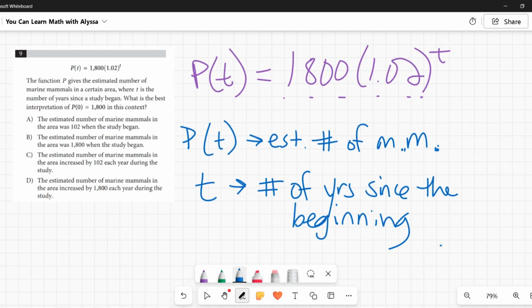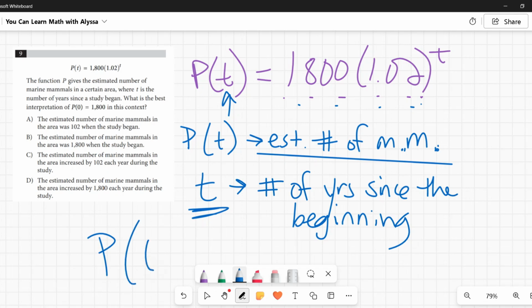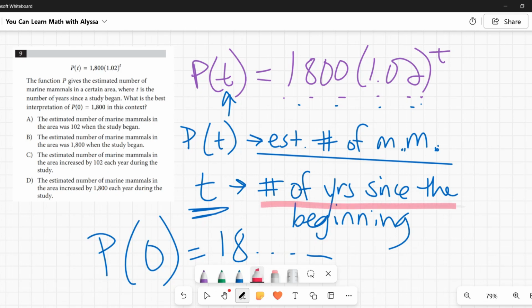All right, so let's look at what we have. I've got P of t, I have my equation, and I'm told that if I plug in a number for t and I do this math, I get the estimated number of marine mammals in that number of years since the beginning, t. And the one we're looking at is P of 0 equals 1800. So t is 0, so that means 0 years since the beginning. Well, if it's 0 years since the beginning, it's the beginning, right? When t is 0, this study hasn't begun yet. It's right at the first point. So it is the beginning.